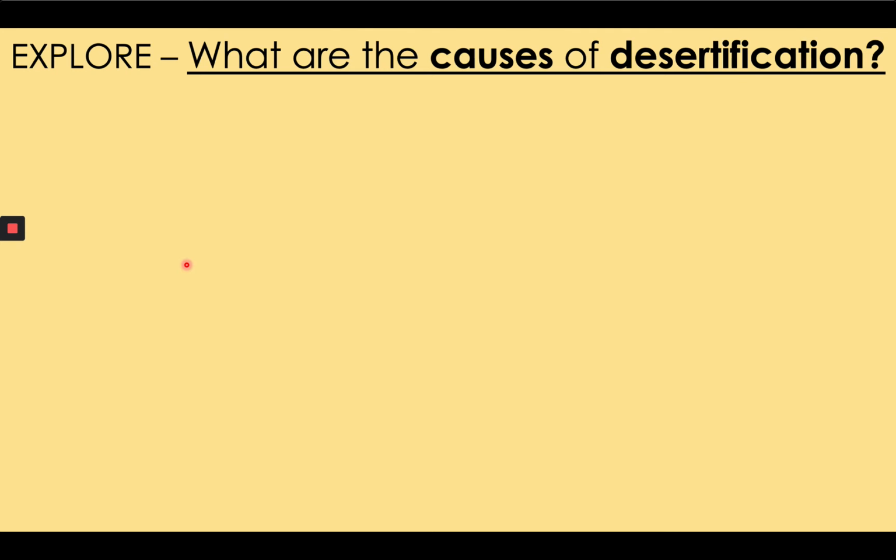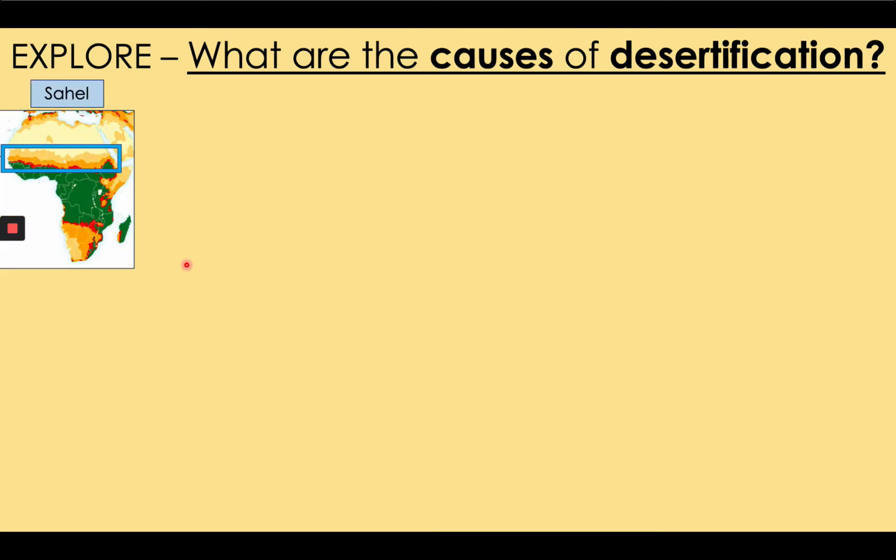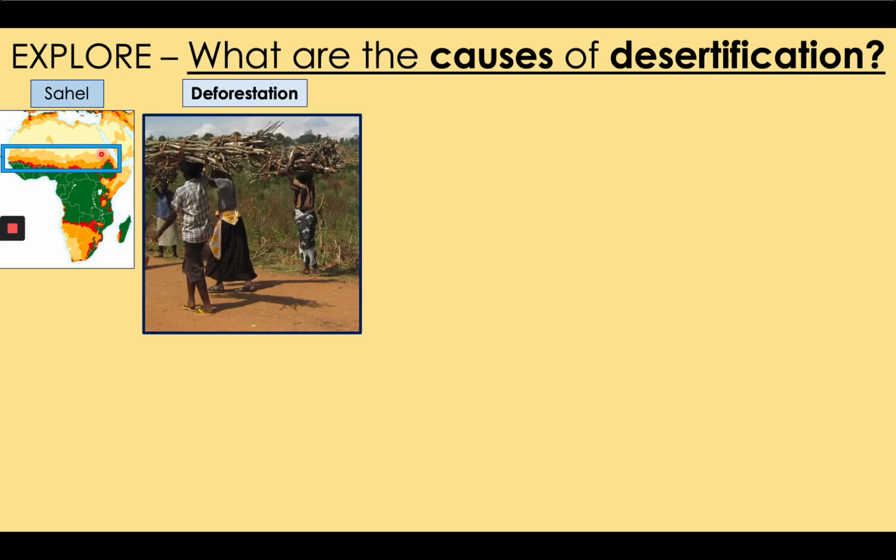The first human cause of desertification, in the Sahel in particular, is deforestation. So why does deforestation happen so much in the Sahel? Well, these countries that occupy the Sahel are almost entirely LICs, and they have large rural populations. And these people depend on wood for burning, which is used to cook food. This is called fuel wood.